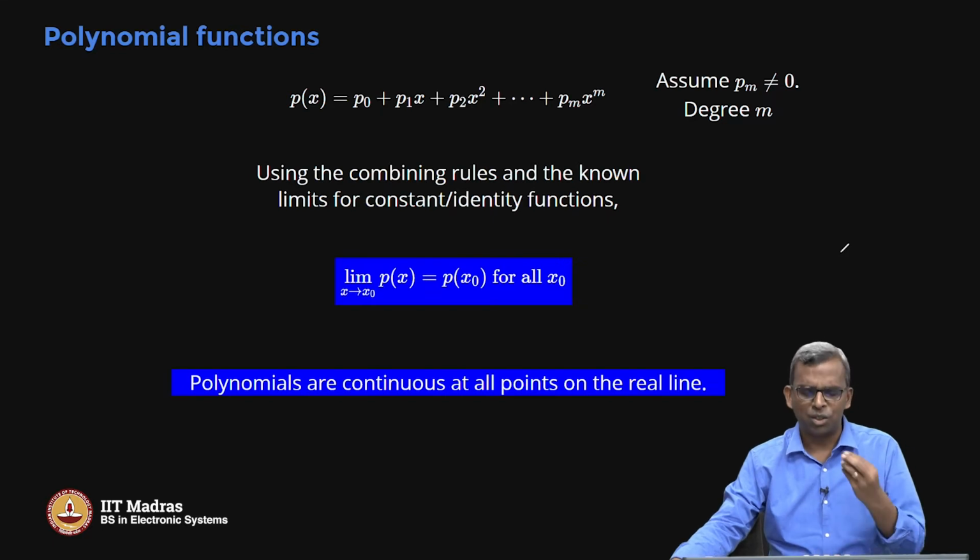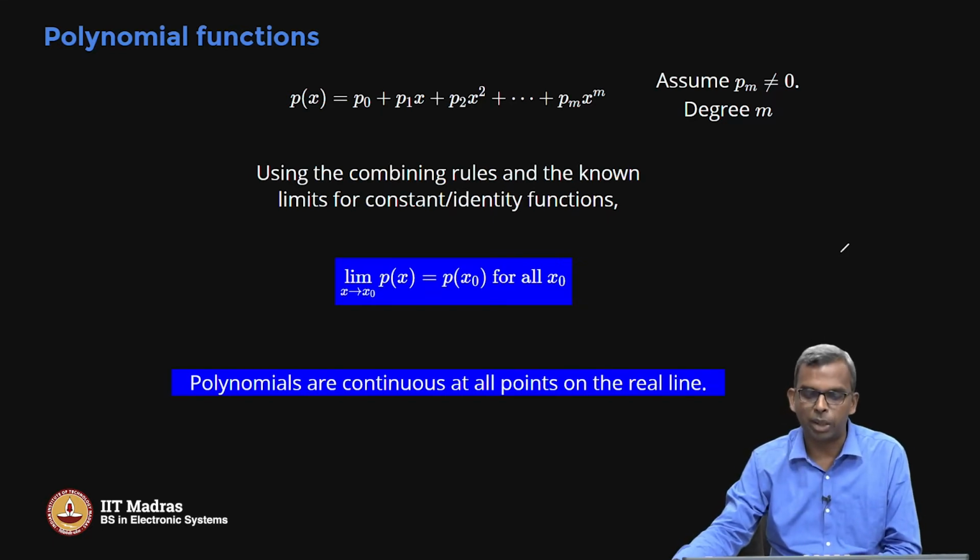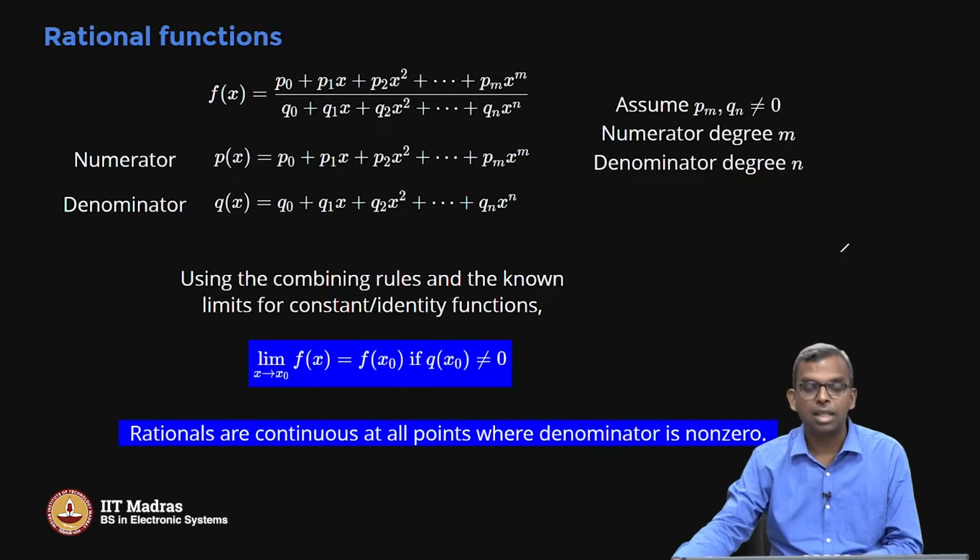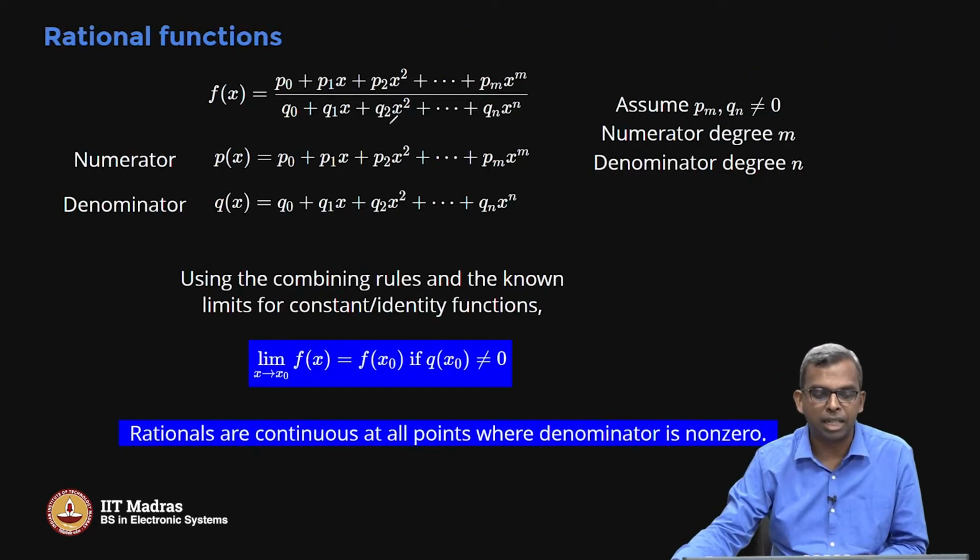Okay, so that's polynomial. And you see how we were able to use these rules very quickly and easily here. Next comes rational functions. What is a rational function? It has a numerator which is a polynomial of some degree and a denominator which is again a polynomial of some degree. The rational function is the ratio of the numerator and denominator: numerator divided by denominator. For every x, this is the value of f of x. We assume that the largest degree terms have non-zero coefficients, so numerator degree becomes m, denominator degree becomes n. So this is a generic rational function.